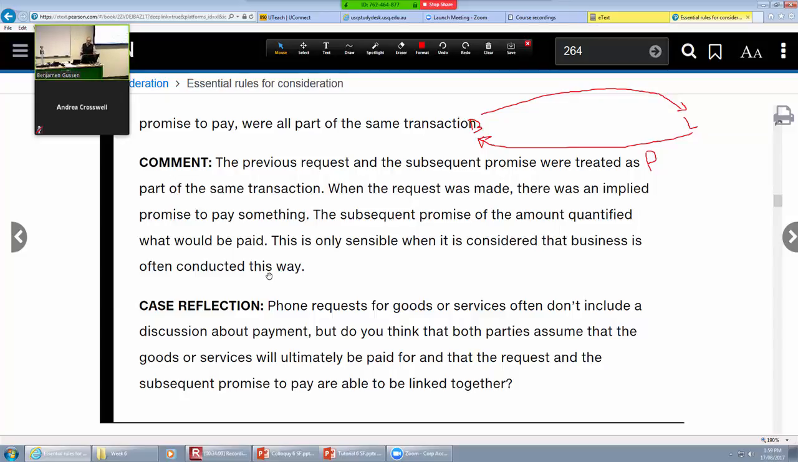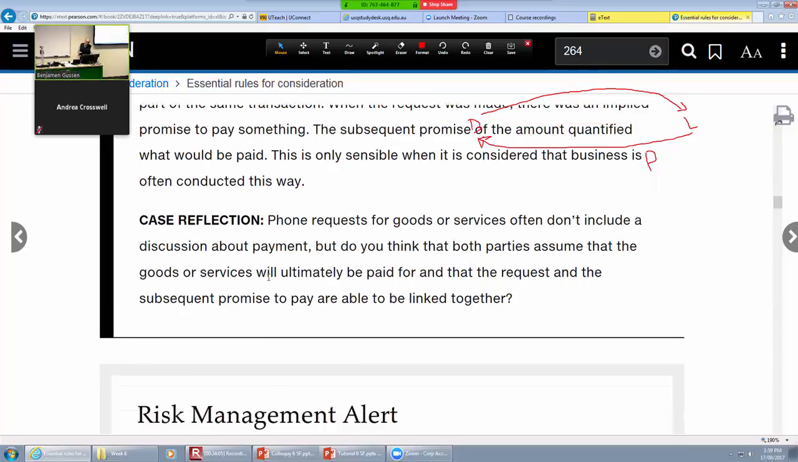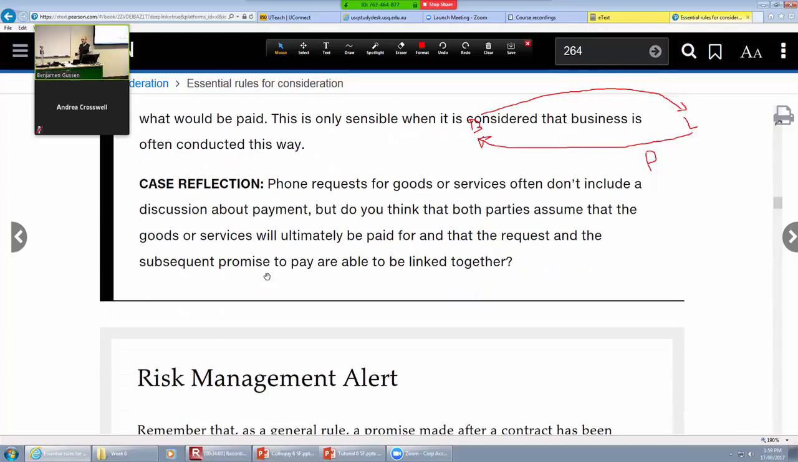So, case reflection. Requests for goods or services often don't include a discussion about payment. Okay? But do you think that both parties assume that the goods or services will ultimately be paid for and that the request and the subsequent promise to pay are able to be linked together? Okay? So just to emphasize the point that as a reasonable person, when someone asks you for something, it's not for free.